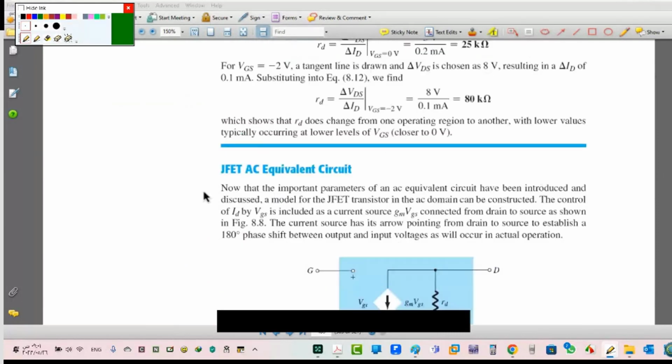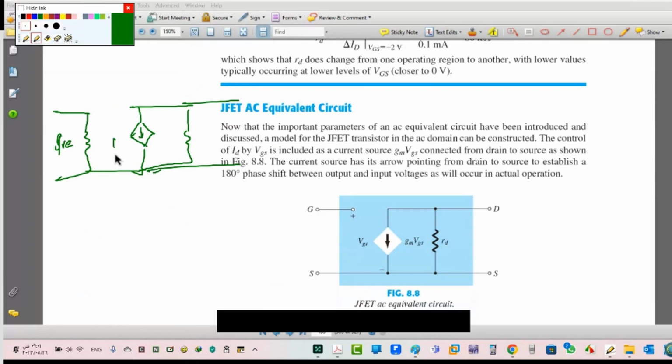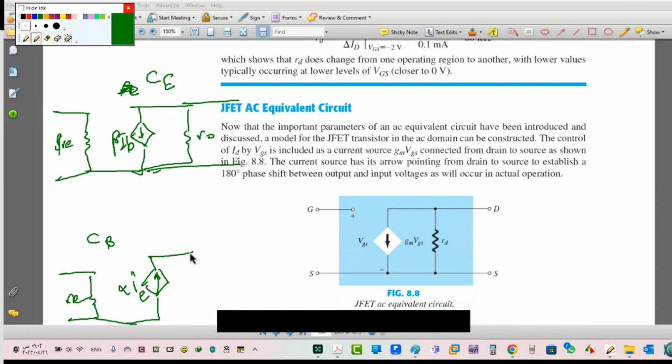I will give you. Now, I want to define the model that I'm going to use. If you remember for BJT, we defined the re model, for example. We said this is the re model here, with beta IB and RO. Correct? This is the re model for CE, common emitter. And we define another one for common base, with re, then alpha IE, then RO. So now let's compare this one with this one.